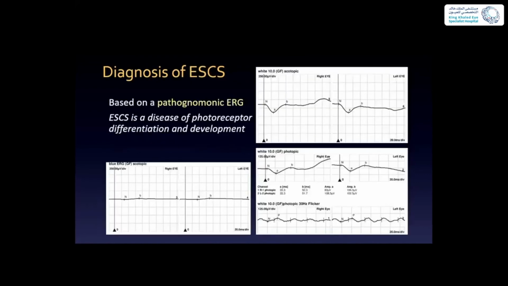So basically, the diagnosis is based on a pathognomonic ERG that shows a non-detectable scotopic ERG and a very similar waveform in the scotopic and the photopic condition, which is a delayed and simplified waveform, and amplitudes in the photopic flicker responses that are lower in amplitude than the single flash photopic ERG.